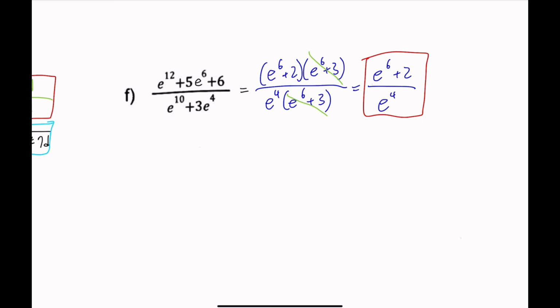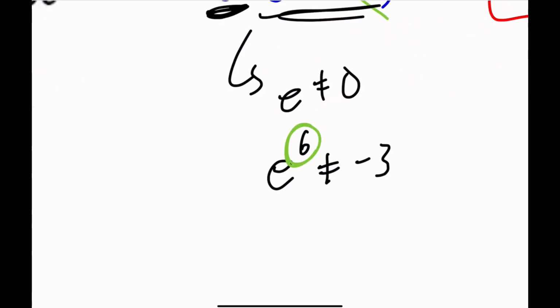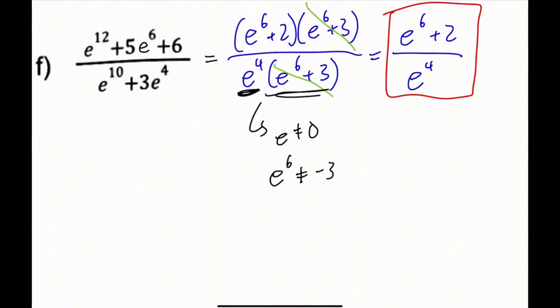And for our non-permissible values, these just don't have to be 0, right? So these can't be 0. e cannot be 0 because of this thing. And because of this thing, e to the 6th power cannot be equal to -3. And obviously, e to the 6th power is always going to be a positive number. Why? Because 6 is even. And so because 6 is even, e to the 6th power is always going to be 0 or above. That means it can't be -3, so this is kind of obvious. And so this is our only restriction. e cannot be 0. So that's our only non-permissible value.